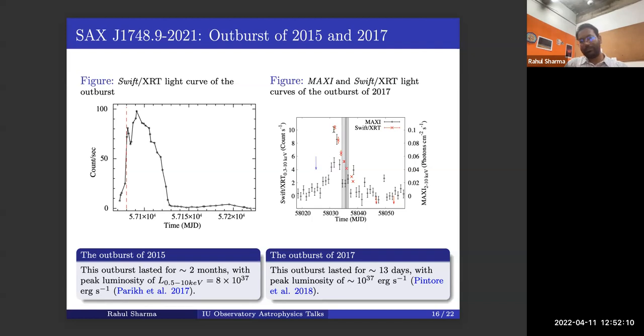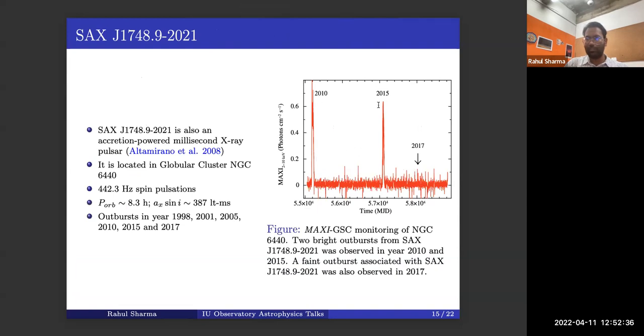So during the outburst, the peak luminosity of this source was observed to be around 10^37, around an order of magnitude lower. So this outburst was fainter and it was also shorter. So this outburst lasted around 13 days only, while this outburst lasted approximately 2 months. So there's a clear-cut difference between the two outbursts. The 2010 outburst and 2015 outburst have similar kinds of properties, but the 2017 outburst is totally different from its previous outbursts.